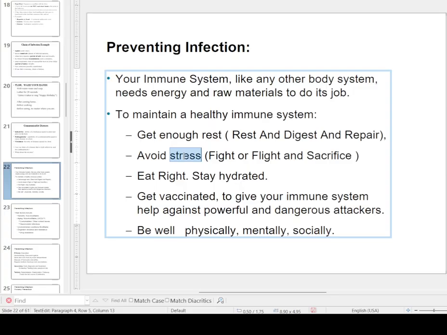Avoid stress. Yeah, I know that's hard. It's easy to say, hard to do, but that doesn't change the fact that it's important. Stress weakens the immune system because of energy. Stress drains the body of energy, and then the immune system is impaired.